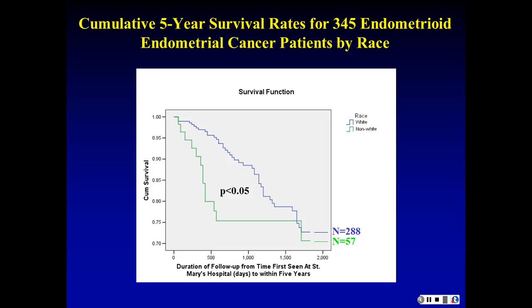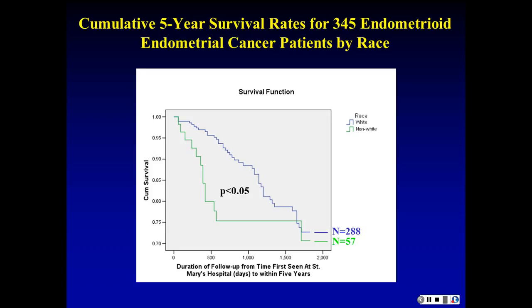levels off. Can anyone venture a reason, a speculation, why you would see these survival patterns in black and white endometrioid cancer patients? I should point out, these survival estimates are not taken from the time of diagnosis. They're taken from the time that they are first seen at St. Mary's Hospital, which might help in speculation. Sorry, Dr. Ramon, what?